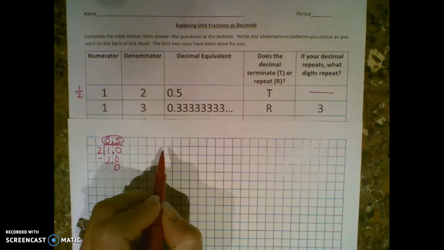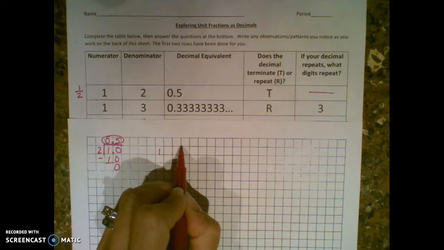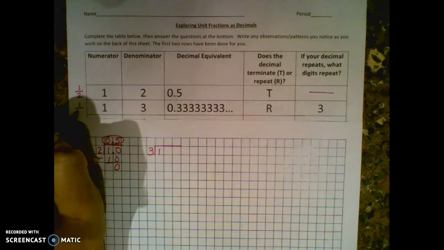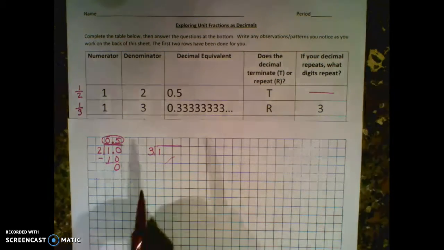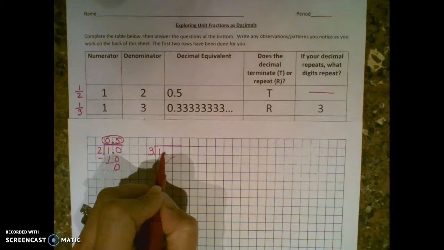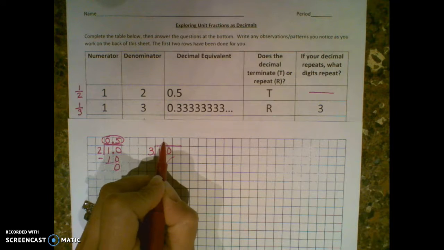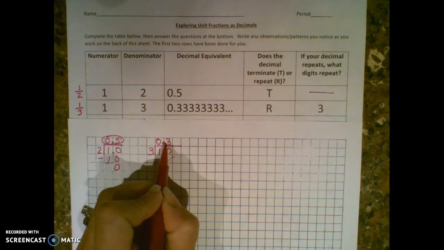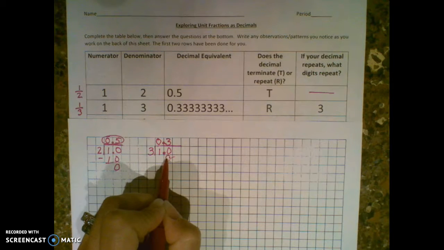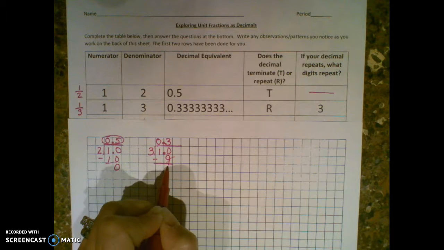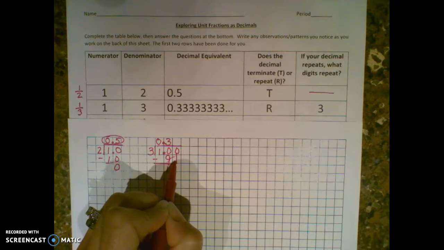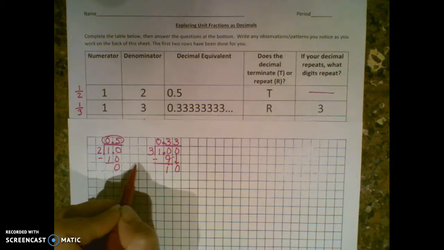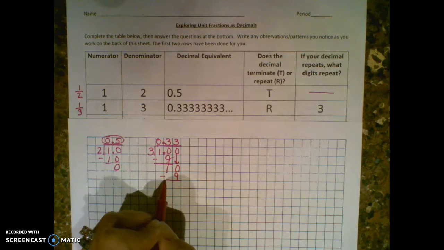Now, when I get to 1/3, I'm going to divide 1 by 3, because remember, if my numerator is 1 and my denominator is 3, I put my numerator inside, my denominator outside, add a decimal and a 0, and bring that decimal straight up. So 3 can't go into 1. It can go into 10 3 times. 3 times 3 is 9. 10 minus 9 is 1. Add a 0, bring it down. Oh, look, I just did this. I am going to get a repeating decimal.